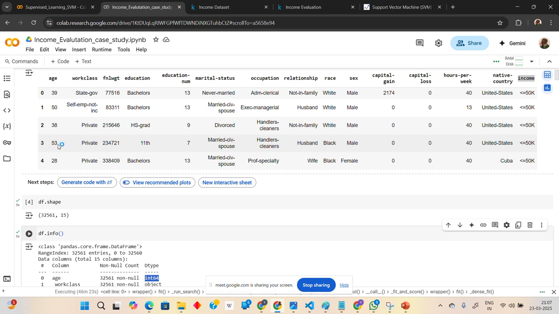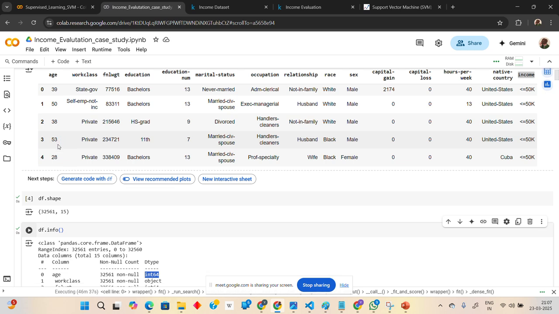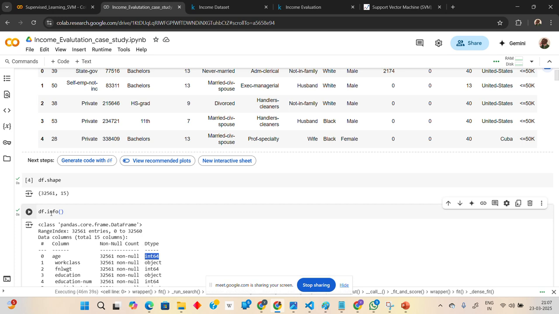If there is any question mark, we know the array concept: arrays allow only one data type, right? So this dataset might have one string in the form of either a question mark or any other symbol. In that way, we can easily identify it with the help of the info function. That is why I told you many times, info is very important.